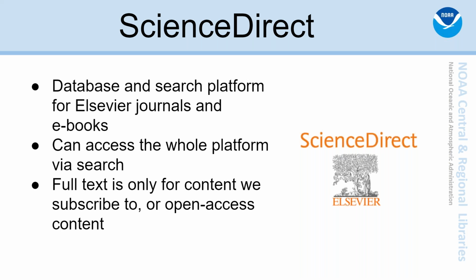ScienceDirect is Elsevier's database and search platform for all of their ebooks and their peer-reviewed journals. We have access to search the entire database, so this is millions of articles. However, we only have full text access to the journals and the ebooks that we have purchased or subscribed to. So if you're searching in ScienceDirect, you're going to come across a lot of articles that you can't access through the platform. And unfortunately, there's no way to filter by what you have access to. So you just have to sort of search and hope that things are open access or in our subscriptions.